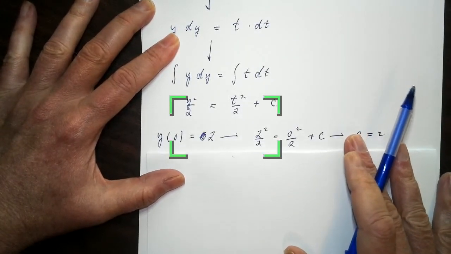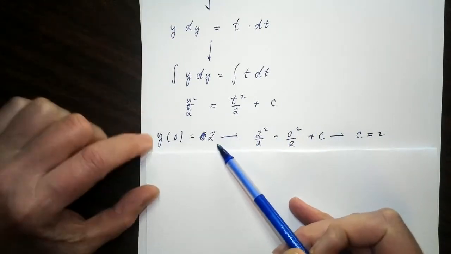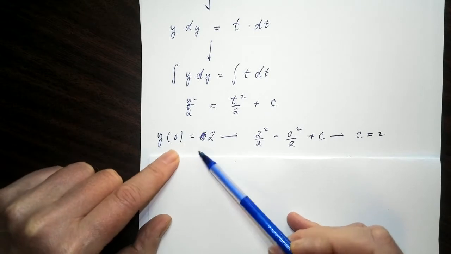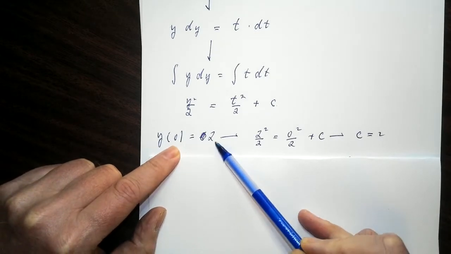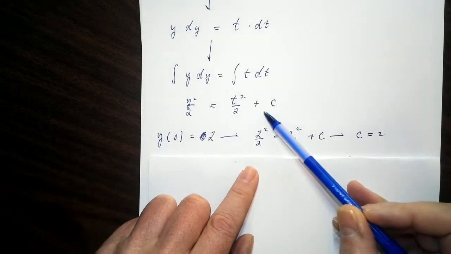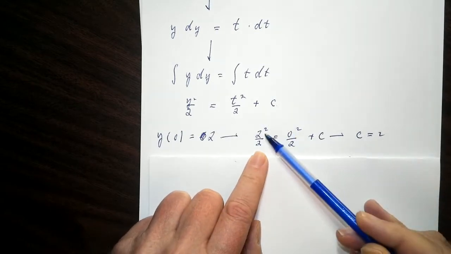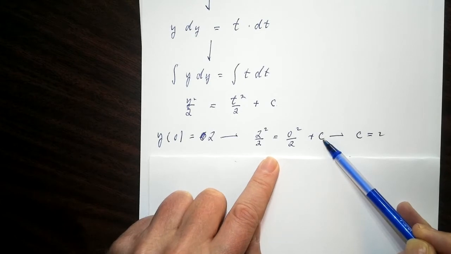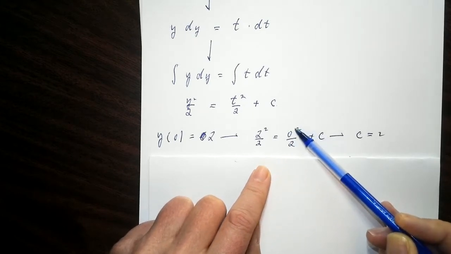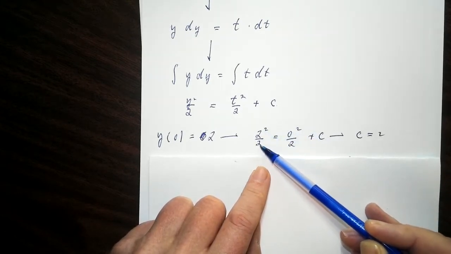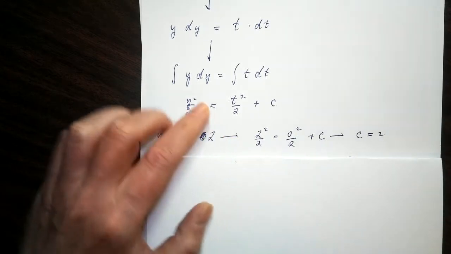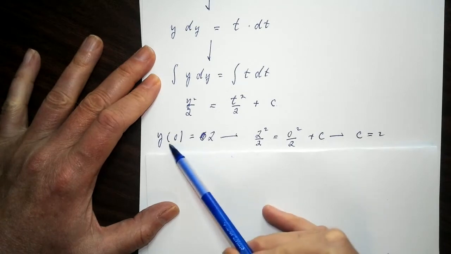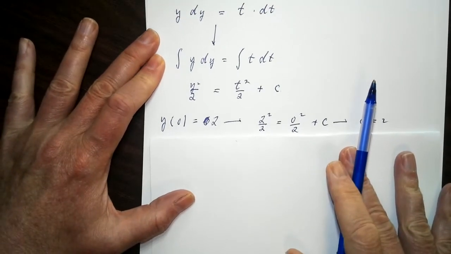Now, we need to figure out what c is, and we're going to use the fact that y of 0 is 2 to do that. So if I substitute 0 in for t and 2 in for y into this equation, I would get 2 squared over 2 equals 0 squared over 2 plus c. So this goes away. This will be 4 over 2, which is 2, so that says that c has to be 2 in order to satisfy our differential equation and to pass through the point (0, 2).